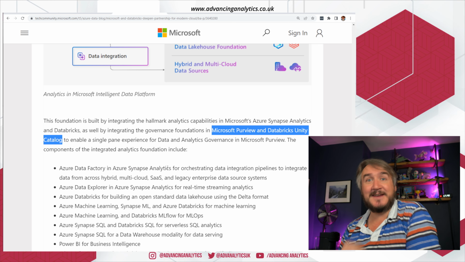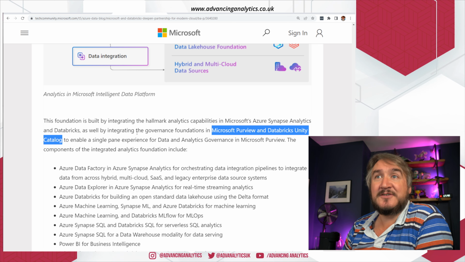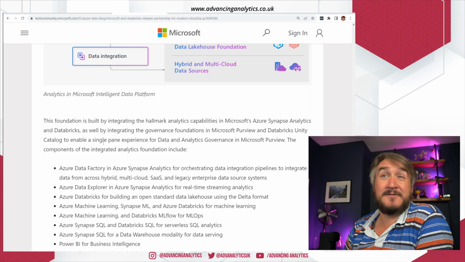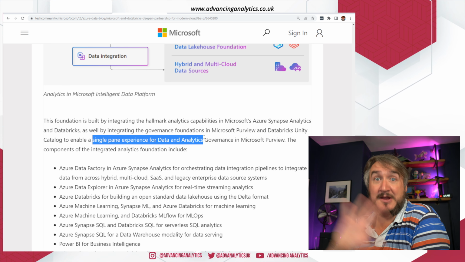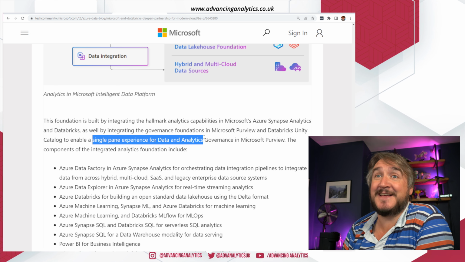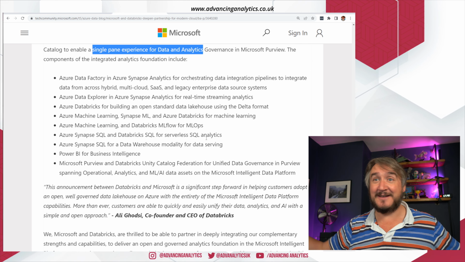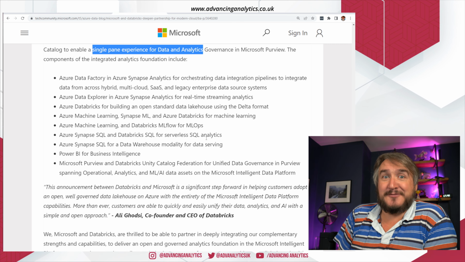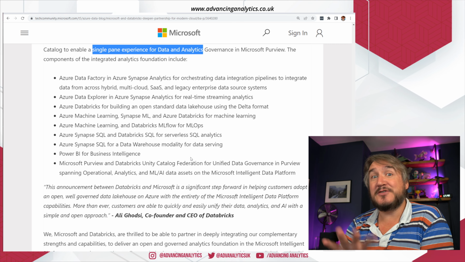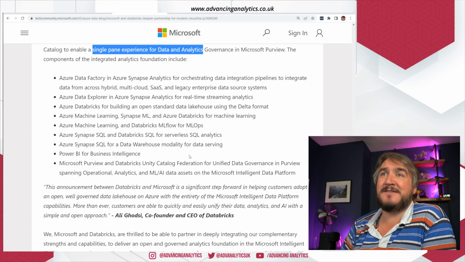But if they're putting a stake in the ground and saying we're going to integrate these governance functions and give you a single pane of experience for data analytics, yeah, fantastic. I want to see that. I don't want to be using Unity Catalog for one thing and Purview for a different thing, and then have two different governance tools that I'm using. I want to see an integrated, cohesive experience.